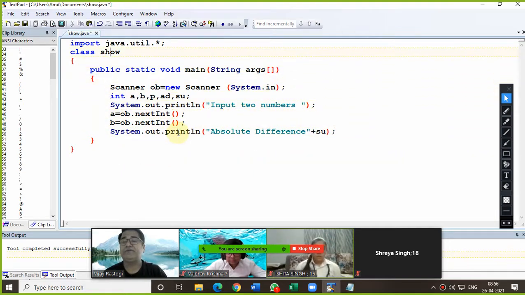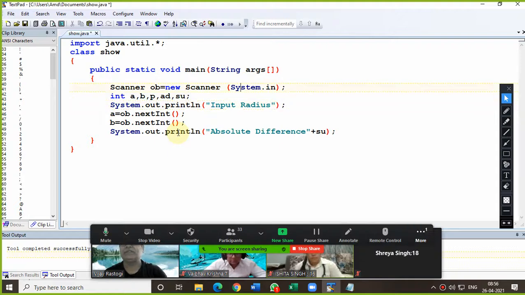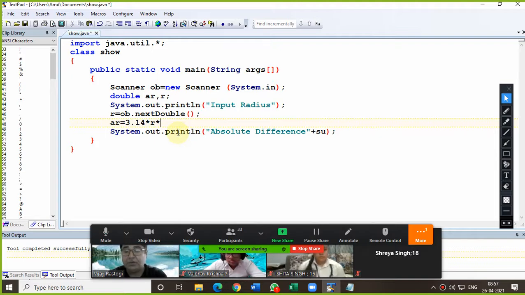Now in this question, what we are going to do? Enter input message, this time I'm going to use this. The variables we are supposed to use must be r and a. So enter radius, and we are storing the radius in a variable r. This time we are using a double type variable. So we use next double instead of next int. And the formula that everybody knows is 3.14 into r into r.